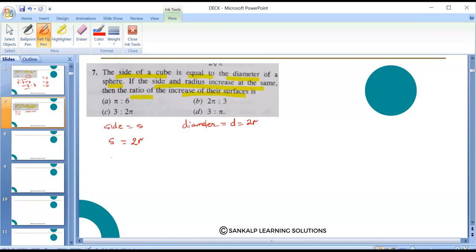If the derivative of side and derivative of radius is same, then you have to find ratio of surface area of cube to surface area of sphere. That too, ratio. So first of all, we will take S equal to 2R. Derivative ds by dt is 2 dr by dt. This is what it is given.